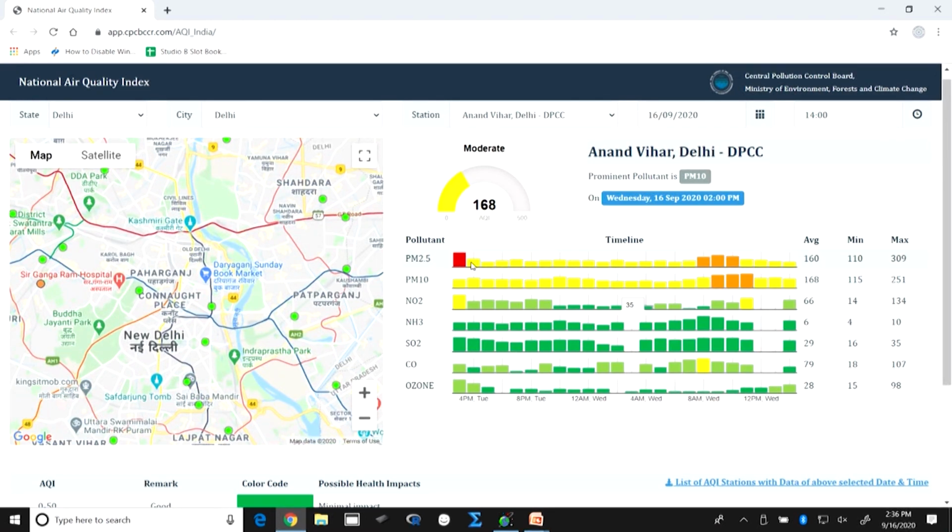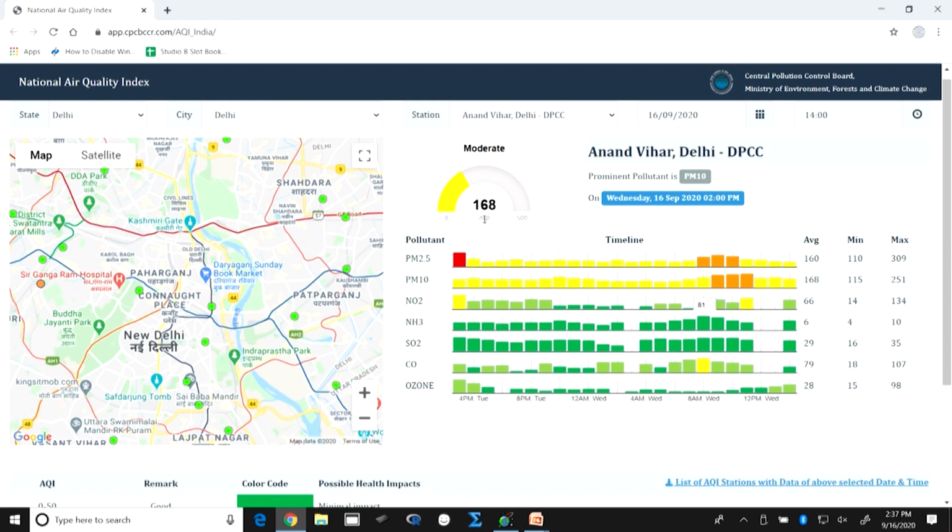We have particulate matter, and within this time frame from 4 p.m. Tuesday to 12 p.m. Wednesday, within this 20-hour period, average, minimum and maximum too, I guess. And you see that for particulate matter 2.5, 10, NO2, NH3, SO2, CO and ozone. These are the aspects that they were considering, as we just discussed.